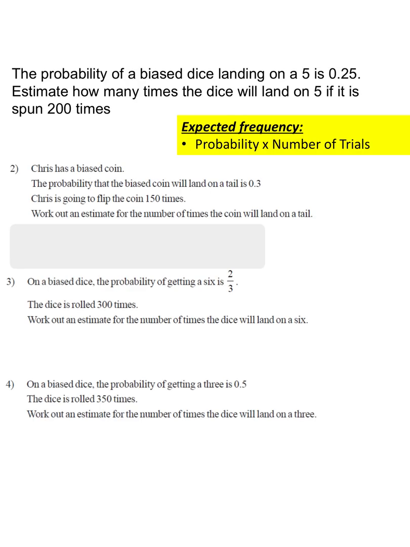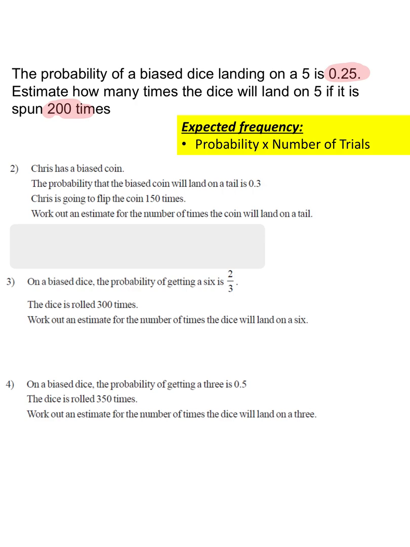In this video, we're going to be looking at expected frequency and relative frequency. So expected frequency, this is your probability multiplied by the number of trials. So let's say the probability of a biased dice landing on a 5 is 0.25. Estimate how many times the dice will land on a 5 if it's spun 200 times.